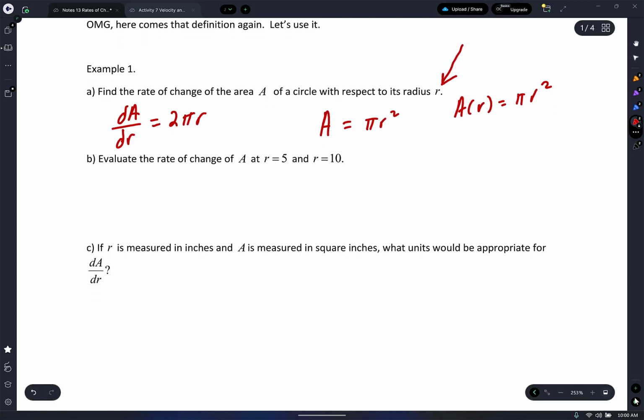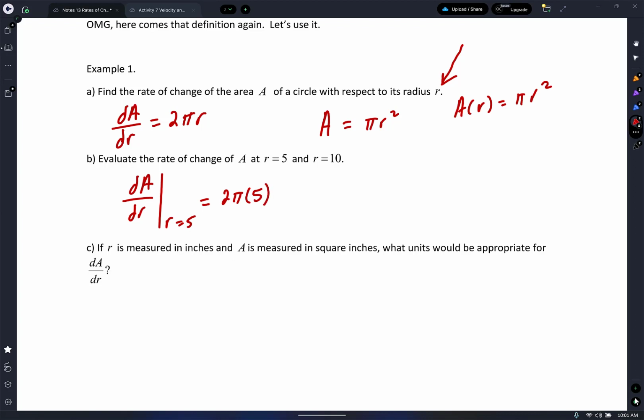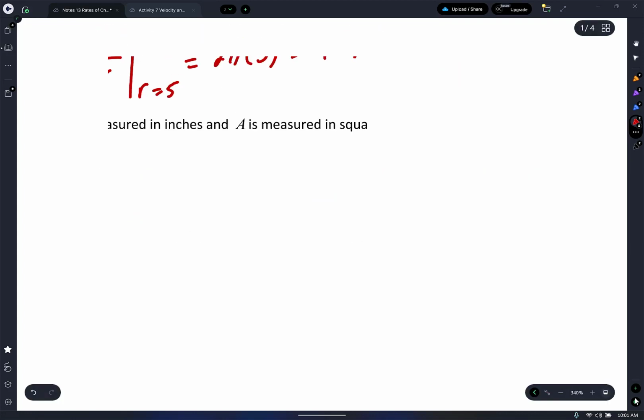Okay. Evaluate the rate of change of A at r equals 5 and r equals 10. All right, so I'm going to write dA dr, evaluated at r equals 5 equals 2 times pi times 5, so that is 10 pi. And then I write dA over dr at r equals 10 equals 2 pi times 10, so 20 pi. Nothing crazy, right?